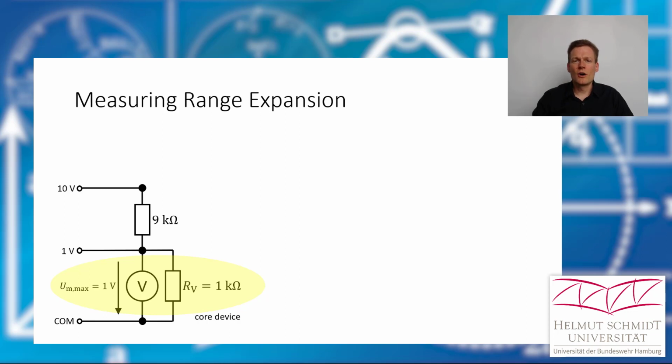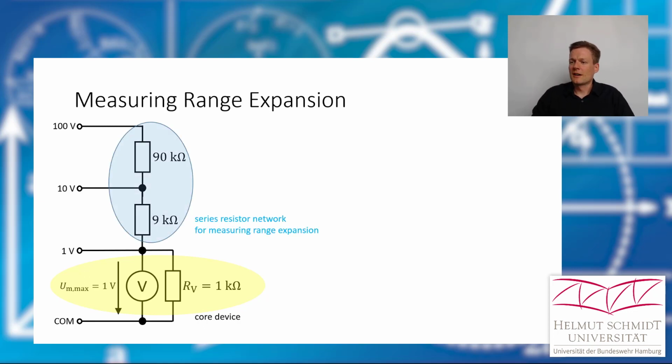Okay, and we could go on. If we want to measure 100 volts, we add another resistor, and you see we have 99 kilo ohm in front of the measurement device, and the device itself has still 1 kilo ohm, and that means that this 100 volt will be divided into 99 volt and again 1 volt. Okay, and this here is our resistor network for measurement range expansion.